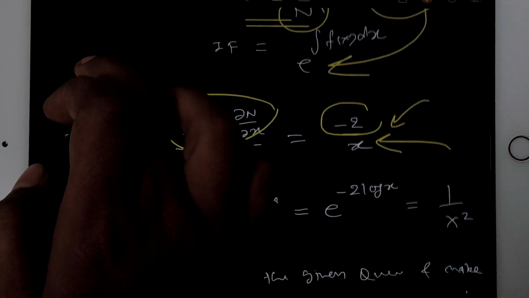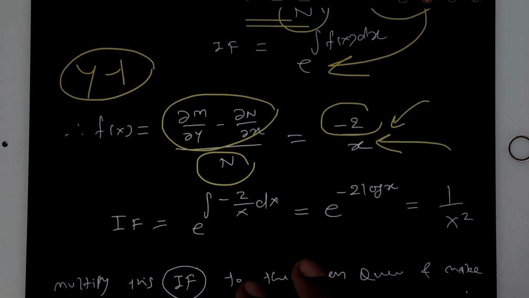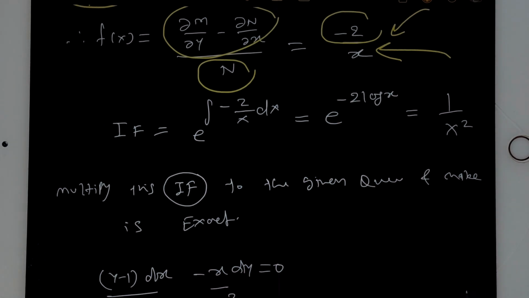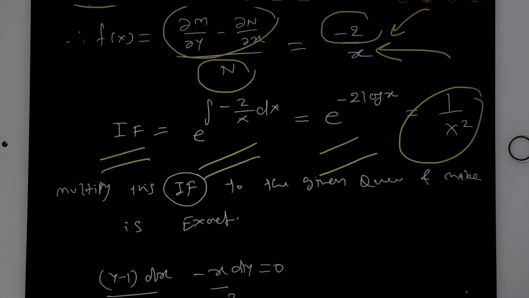Why didn't I choose m for the division purpose? Because m was y minus 1, so extra term was present. So choosing n was good for us. So integrating factor, solve this here, you got this 1 by x square.